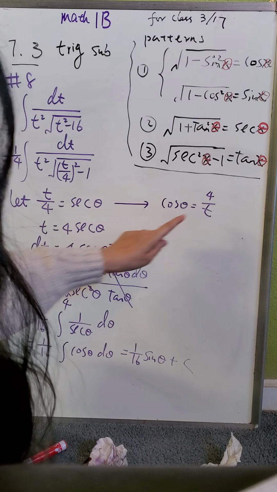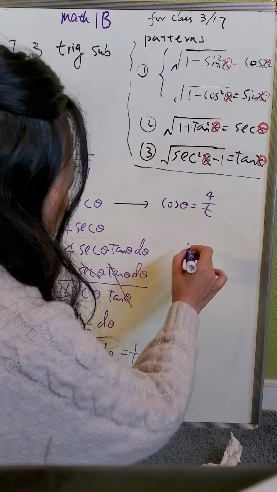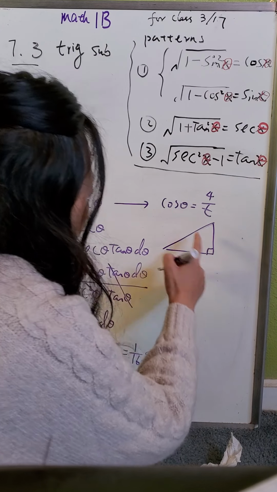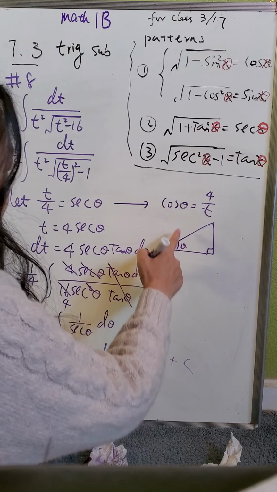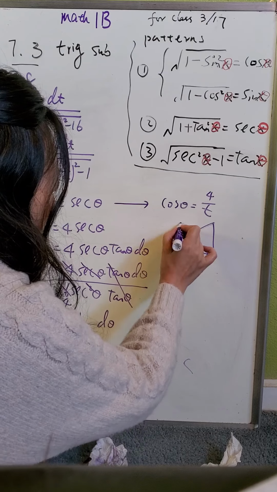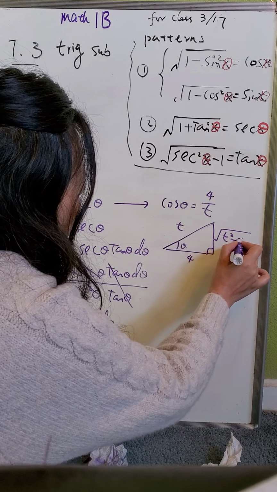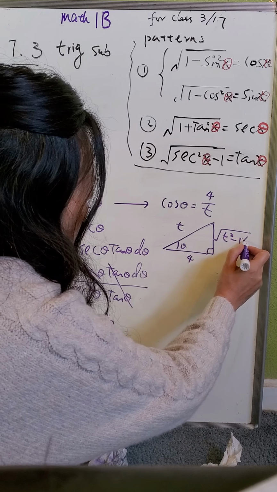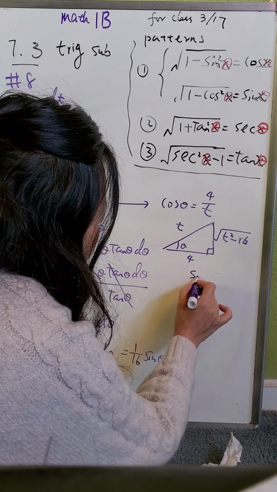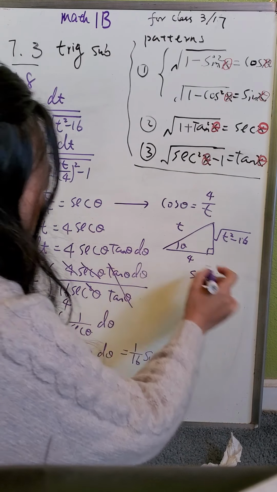So cosine theta is 1 over 4 over t. Now remember this is from the trigonometry we learned. This is my theta here. Cosine theta is equal to adjacent over hypotenuse, so this is 4 and t. And the other side becomes the square root of t squared minus 16. Now sine theta is equal to opposite over hypotenuse.